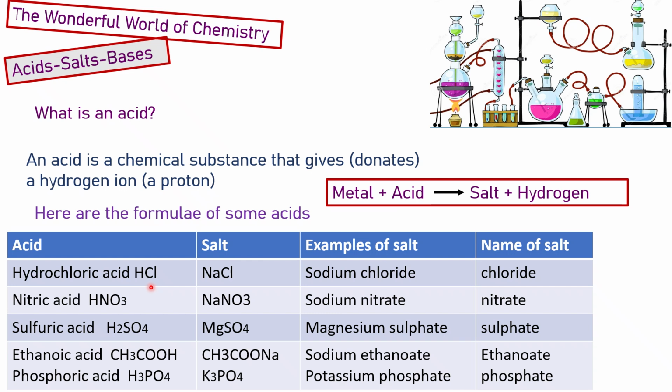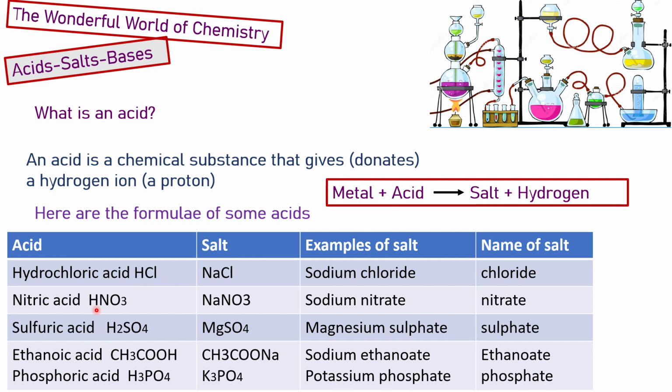Hydrochloric acid, when it reacts with a metal, gives hydrogen, and the metal replaces the hydrogen, forming a salt, NaCl. Hydrogen comes out as hydrogen gas. So an acid is a substance that can donate a hydrogen ion, which is a proton, in a chemical reaction. Hydrochloric acid is an example of an acid.